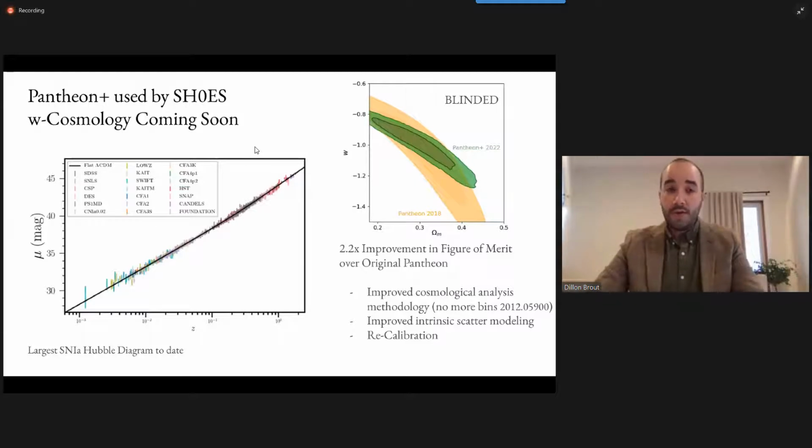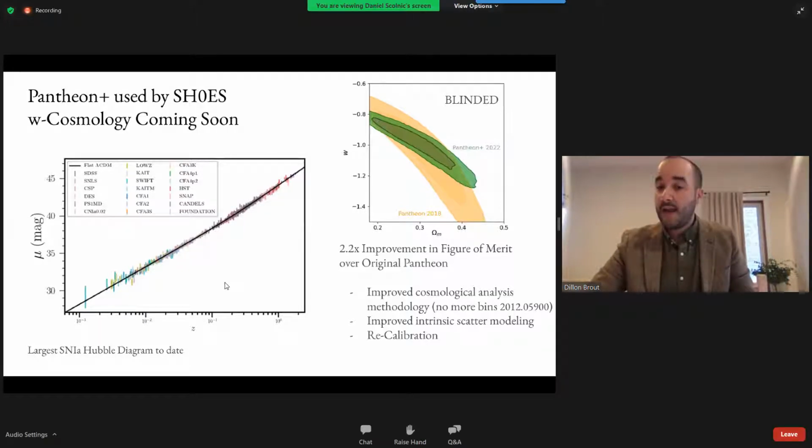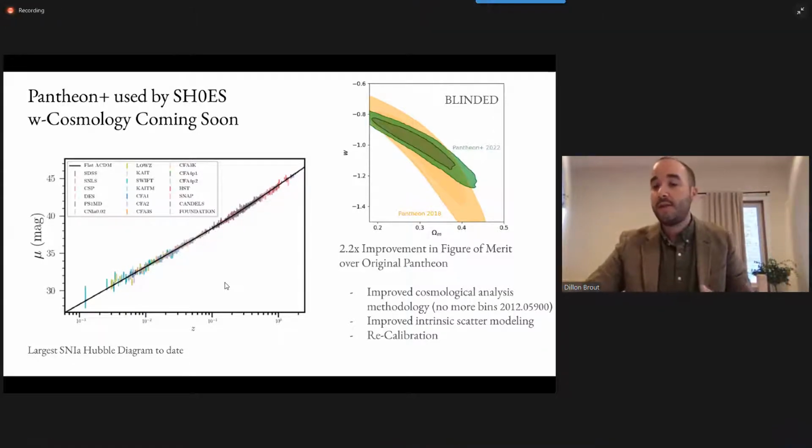So what does all this work get you? Well, it gets you the largest spectroscopically confirmed type Ia supernova Hubble diagram to date, which we're incredibly excited about. And we're using this to not only measure H0, but very soon we'll be releasing results for constraints on other cosmological parameters in the expansion history. And between the statistical improvements and improvements on all of the systematics that I've described, which include other things that I haven't mentioned, like improved analysis methodologies, improvements to the intrinsic scatter modeling, and of course the recalibration itself, we see a 2.2 factor improvement in the figure of merit over the original Pantheon, which we're incredibly excited to release soon.